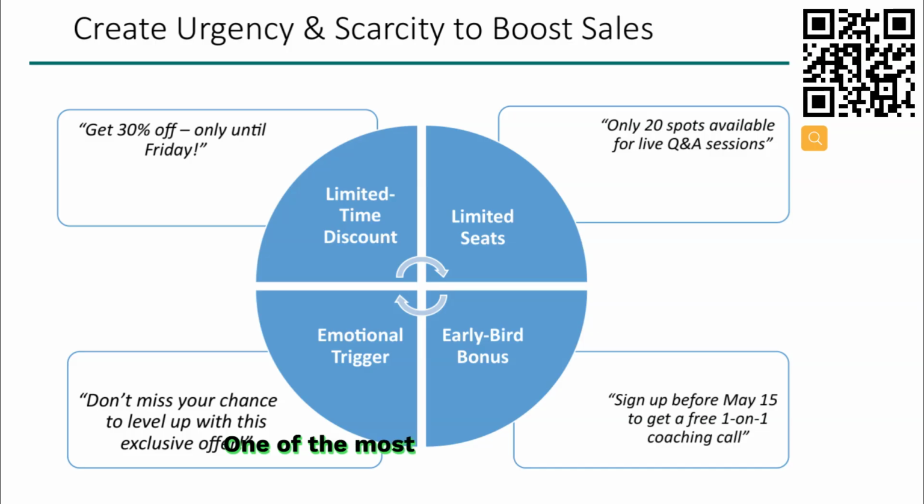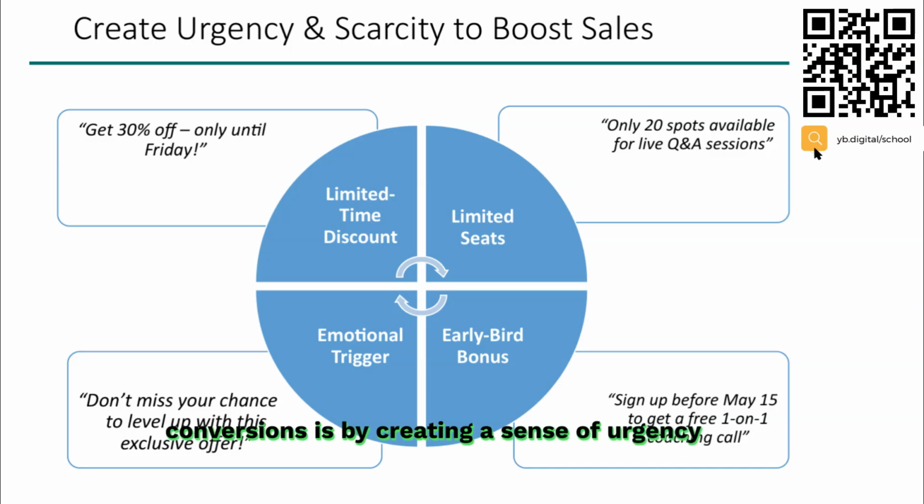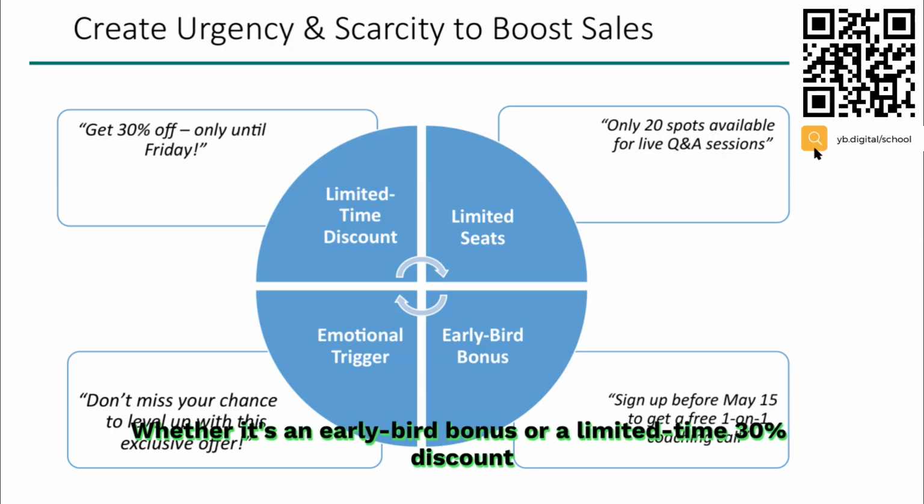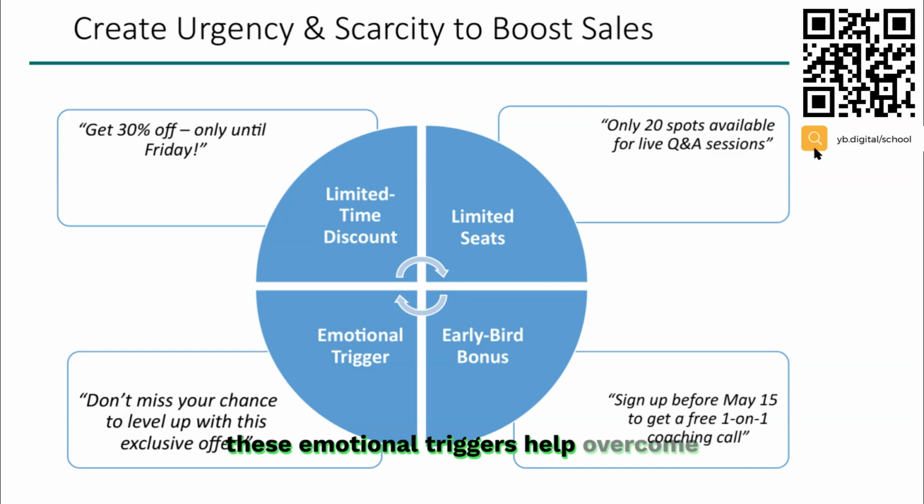One of the most effective ways to boost conversions is by creating a sense of urgency and scarcity. This isn't about gimmicks. It's about providing an incentive for decisive action. For example, you might offer a one-on-one coaching call only for those who sign up by a certain date, or limit a live Q&A session to the first 20 spots. Whether it's an early bird bonus or a limited time 30% discount, these emotional triggers help overcome procrastination and turn maybe later into enroll now.